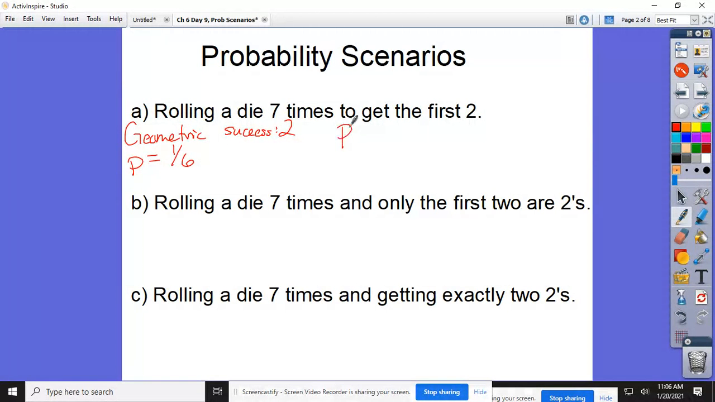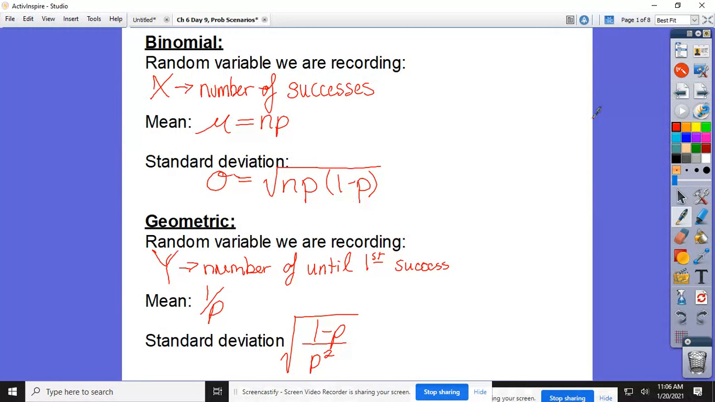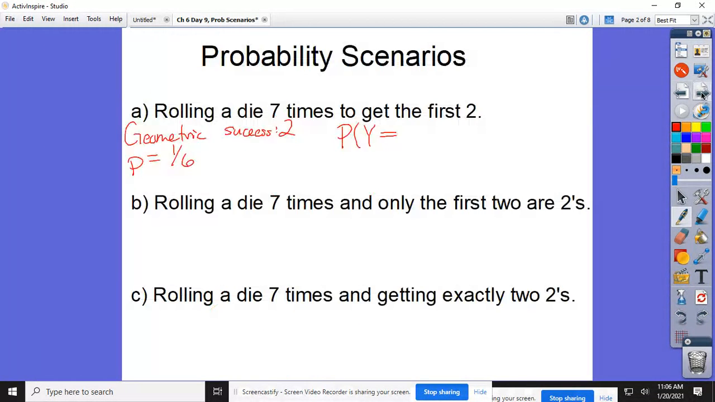And I am finding the probability that Y is what? Equal to what? 7. Because what did we say Y is? The number until our first success. So how many did we get until we got our first success? 7. So that should be a 7 there. And that gives us what?